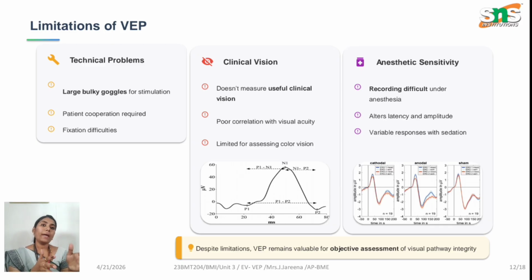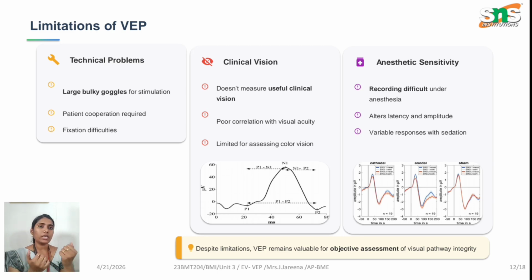At the same time, on the other hand, we have the limitations of VEP also. We have many technical problems, because some people may have large bulky goggles for stimulation. In that case, patient cooperation will mismatch, and you will not have quality outputs. Also, this technique will not give a clear picture of your visual acuity, that is the clarity of your vision. It will just assess the visual pathway beyond the retina to the brain. That is the reason it has some drawbacks.